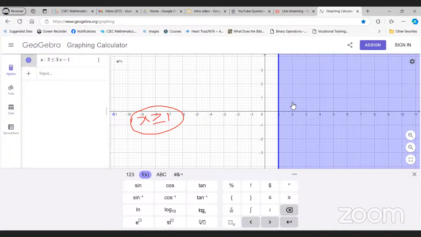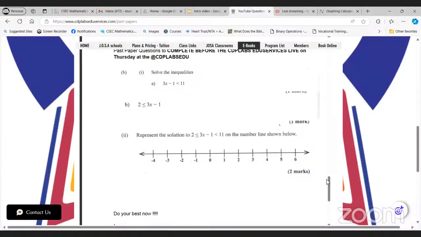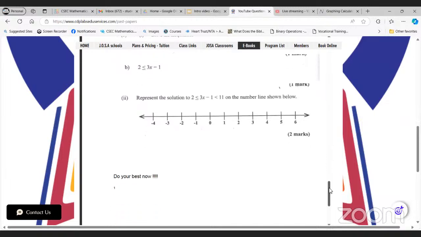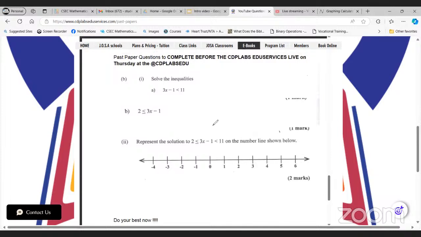Good? Now, we have a question to answer. And that question is going to be answered using the graph, and I'll show you how you represent the answer. Let's go back to it. So we're at part I. Final question. Now we say represent the solution. Now if you notice, there are two inequalities here combined together. What they just did was to combine these two inequalities together to make it one.